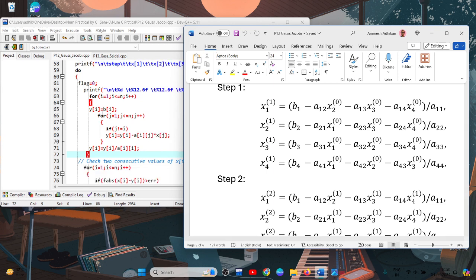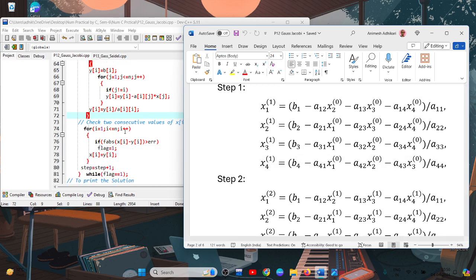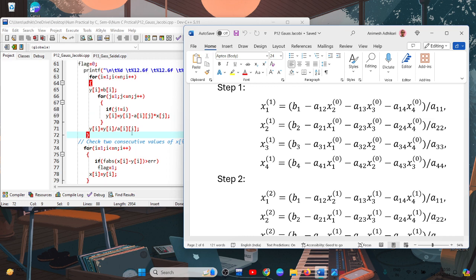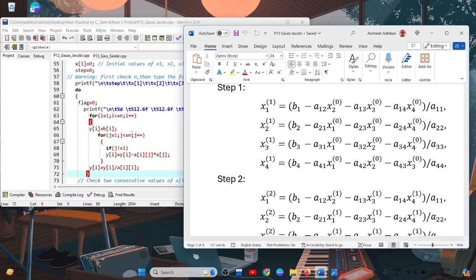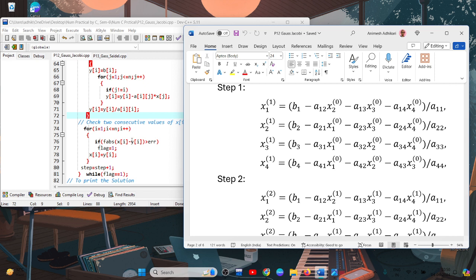And similarly, again i equal to 3, complete the j loop, you get x3, and again i equal to 4, repeat the j loop, you get x4. Next, we check the tolerance level: i equal to 1, i less than or equal to n, i plus plus, absolute value of xi minus yi, where xi is the previous step value, initially x0, which is 0. If xi and the calculated value yi differ by more than the error term, maybe 0.0000001, then flag equals 1. Now xi equals yi.